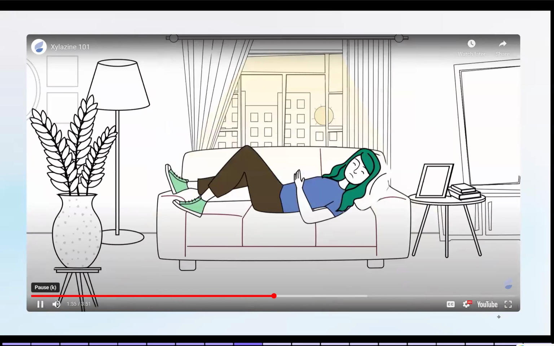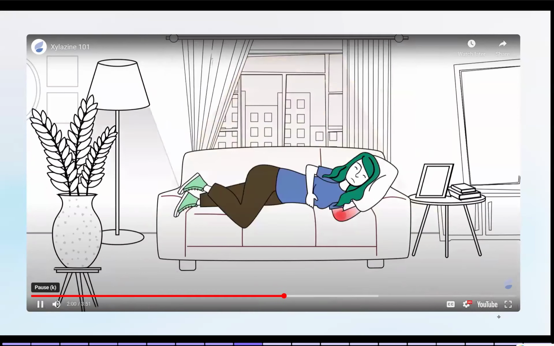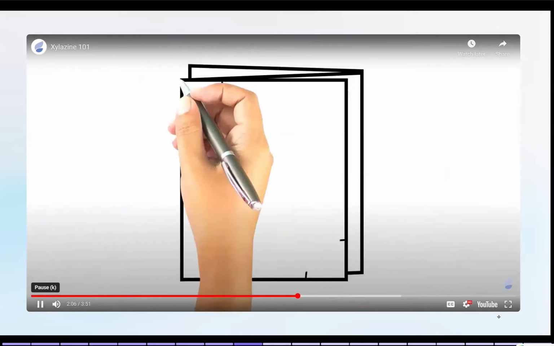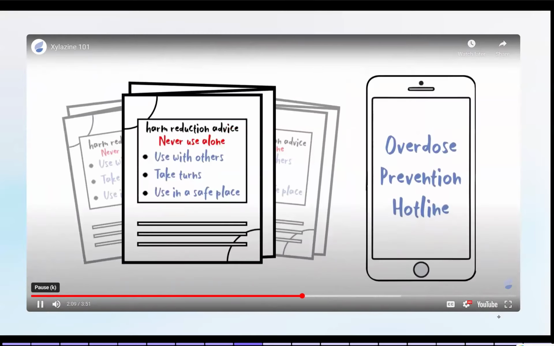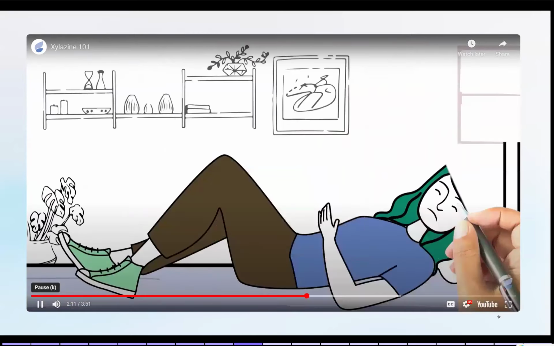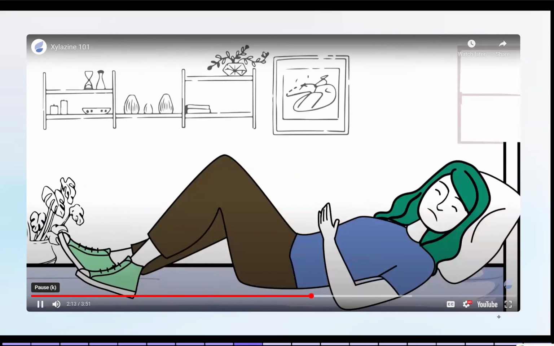First, xylazine can make people very sleepy for many hours, putting them at risk of injury by lying on a limb in a position that could cut off circulation, or even being assaulted. It is important that people never use alone and have a safe place to sit or lay down after using.